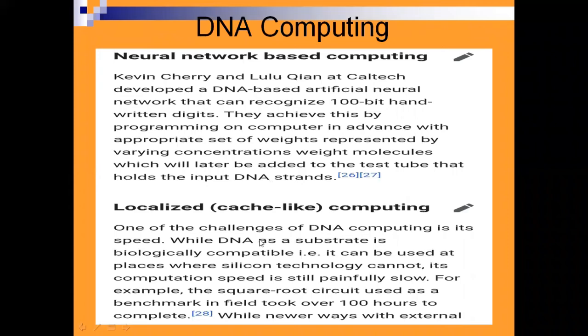One of the challenges of DNA computing is its speed. While DNA as a substrate is biologically compatible, that means it can be used at places where silicon technology cannot, its computation speed is still painfully slow. For example, the square root circuit used as a benchmark in the field took over 100 hours to complete. So here you see that in localized computing, the speed is much slower than the neural network, where it is very high speed.